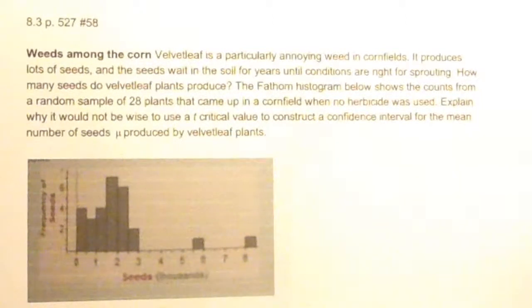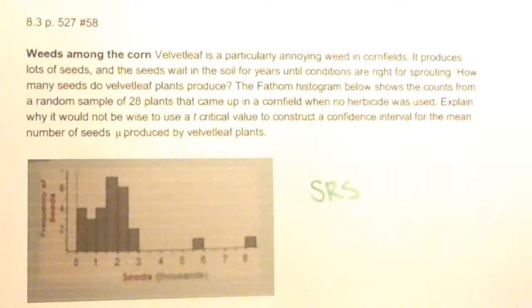The Fathom histogram below shows counts from a random sample of 28 plants that came up in a cornfield when no herbicide was used. Explain why it would not be wise to use a t-critical value to construct a confidence interval for the mean number of seeds mu produced by velvet leaf plants. Now remember, we have those same three conditions we want to look for.